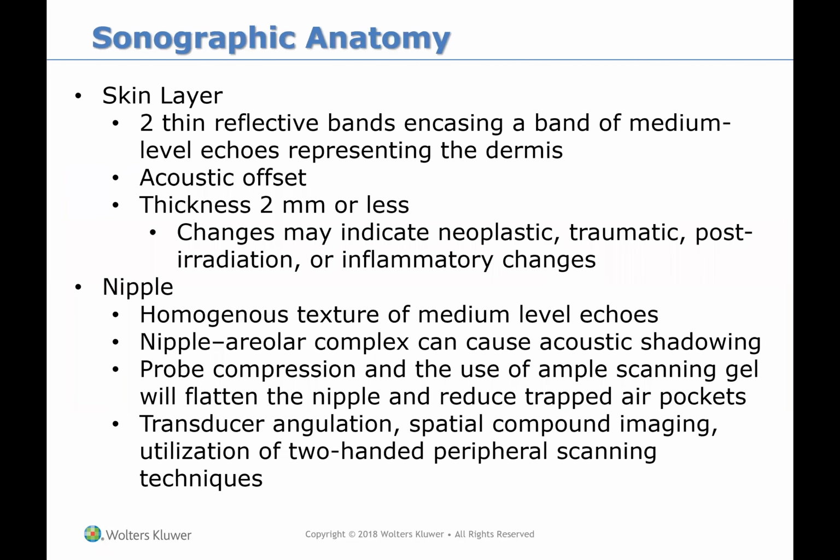So the sonographic anatomy, this is what we really want to focus our attention on. The skin layer is two thin reflective bands encasing a medium level echo. So that's going to be your skin layer. The thickness should be 2 millimeters or less. If it's greater, it could be neoplastic, traumatic, post irradiation, or inflammatory changes.